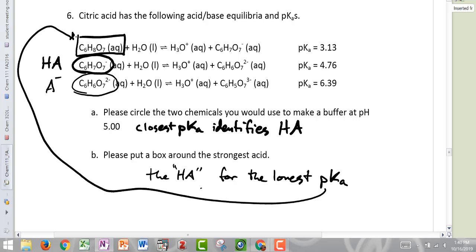Buffer, do I look at the H's or the charges? You can do either. I usually look at the H's, because that's how my brain works for HA and A minus, but they should go together. If you lose an H plus, you'd have one fewer H and one more negative of an overall charge. So it should be either one. I usually do it by H.